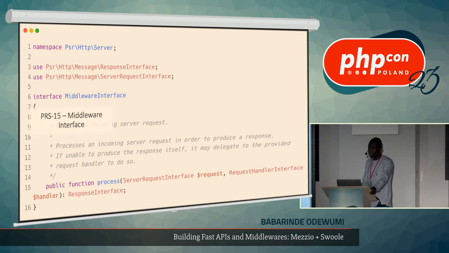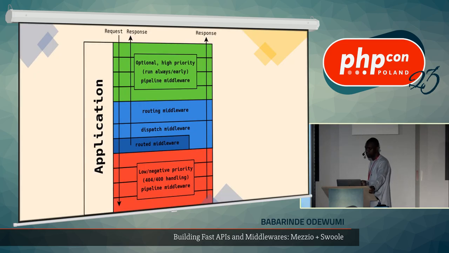There's another interface that is defined, and these are critical to help us build up to where we're going. There's another PSR-15 interface, which is the middleware interface. And what the middleware interface provides is a process function. So all PSR-15 middlewares must implement the process function. They will receive a request, which is of the type server request interface. And of course, they will receive the request handler interface, which is also defined previously. And it must always return a response interface.